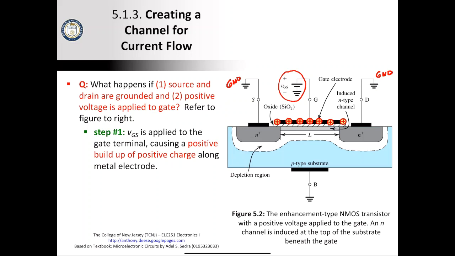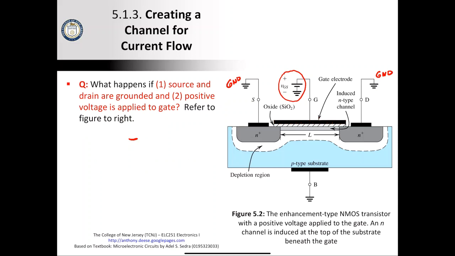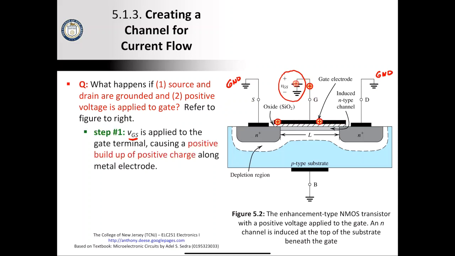So the first thing that happens, we apply our voltage VGS to the gate terminal, causing a buildup of positive charge along the metal electrode. So let's take a look at that one more time. You can see there's a little bit of a mini animation here. The VGS will supply positive charge, which will build up along the electrode associated with the gate.